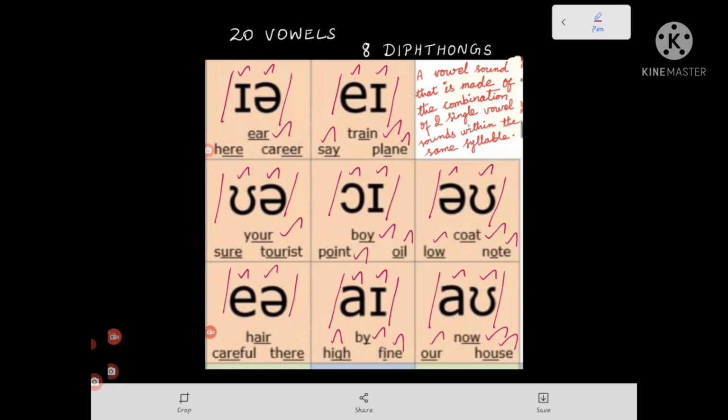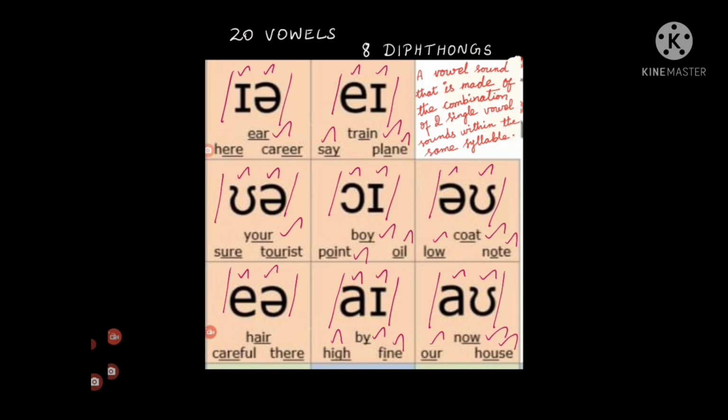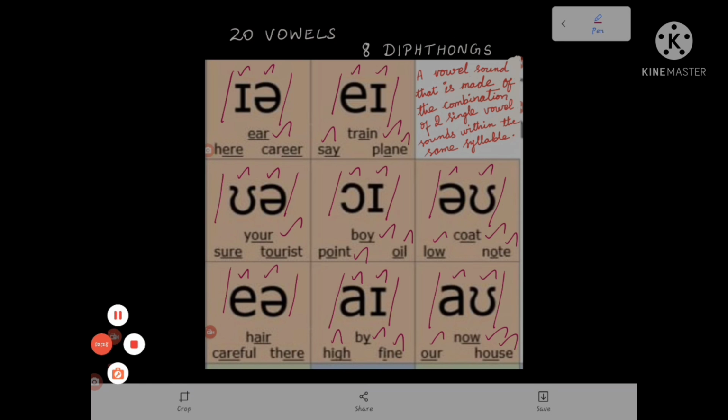So practice well and you'll be a master in diphthongs and monophthongs.